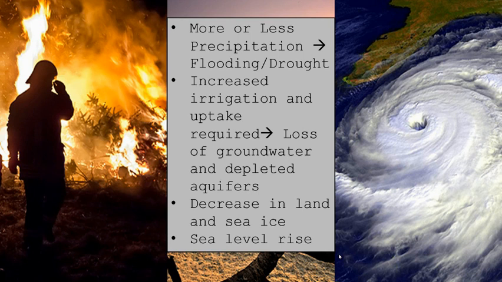So more or less precipitation can result in flooding or drought. If you increase irrigation and the uptake required for that irrigation, then you lose groundwater and deplete aquifers. Climate change is resulting in a decrease in both land and sea ice, as well as a rise in sea level.